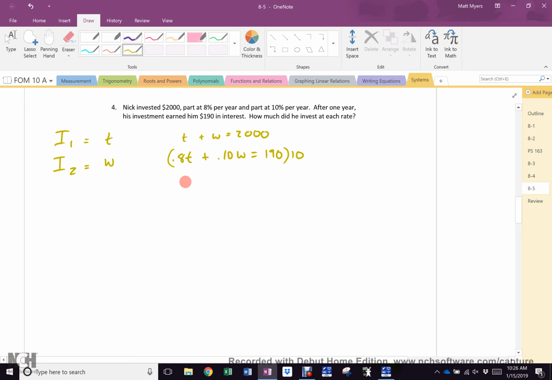8T plus 0.10 times 10, 1W equals what? 1,900. And now I can get rid of this guy, right? And I can bring this guy right here. Now, what am I set up for? Elimination. Subtraction or addition elimination? Why subtraction? Because the W's are the same sign. So what's T minus 8T? Negative 7T. What's W minus W? Nothing. What's 2,000 minus 1,900? 100. What's T?